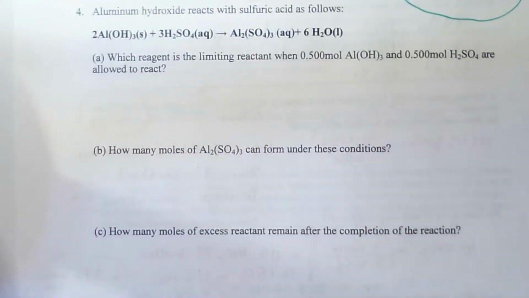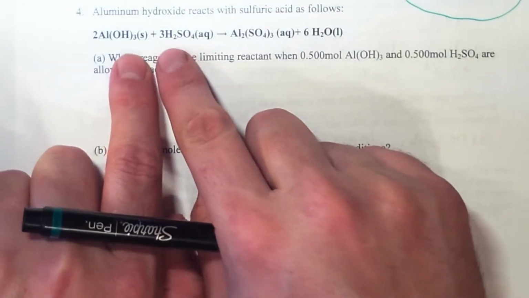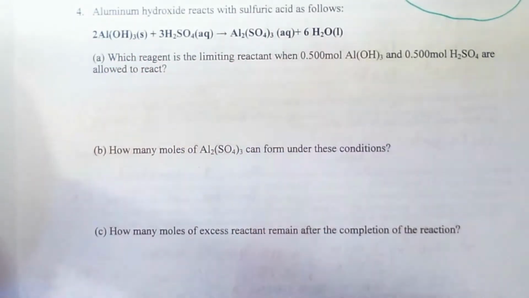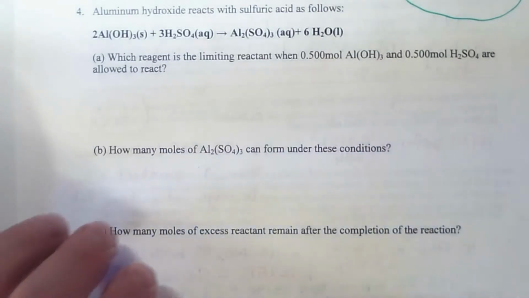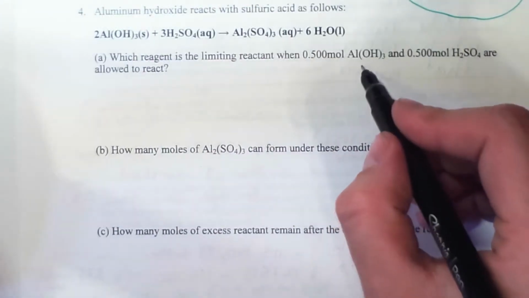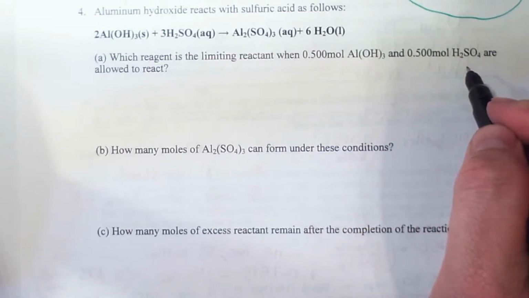It says aluminum hydroxide reacts with sulfuric acid as follows. So I have a list of chemicals here: 2 moles of aluminum hydroxide, 3 moles of sulfuric acid producing aluminum sulfate, and 6 moles of water. Question A says which reagent is the limiting reactant when 0.5 moles of aluminum hydroxide and 0.5 moles of sulfuric acid are allowed to react.